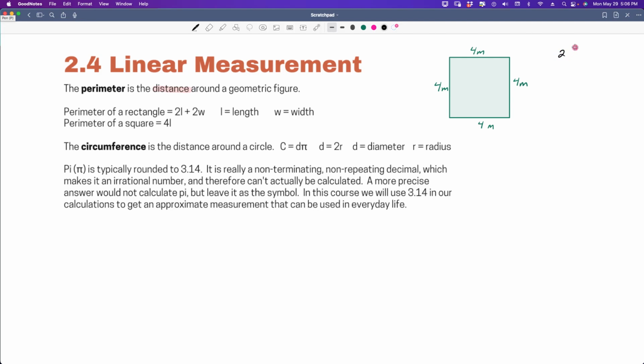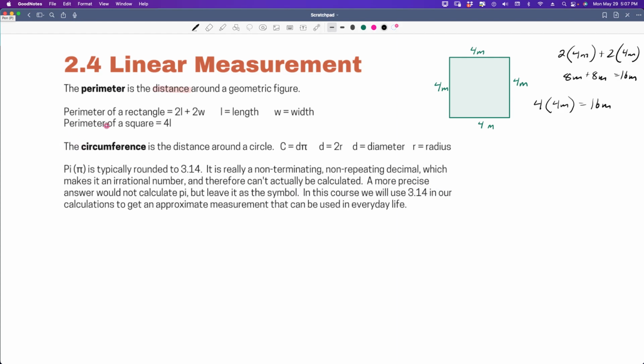So that'd be 2 times the length of 4 meters plus 2 times the width of 4 meters. That would be 8 meters plus 8 meters would still give me 16 meters. But since this is a square and all 4 dimensions are the same, the easiest way to do it is just to say 4 times 4 meters, which would be 16 meters. A much faster and easier method when you know you have a square.